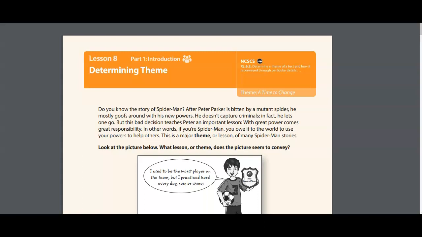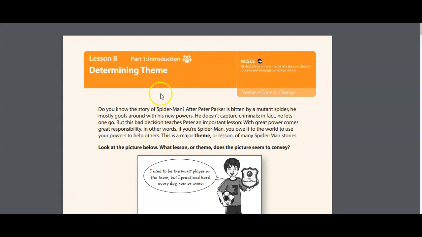What do you remember that a theme is? If you said the theme is the main message or the lesson learned in a text, then you're correct. Make sure that you understand that the theme is different from the title of a text and that it's a message that the author wants you to learn from reading the text.